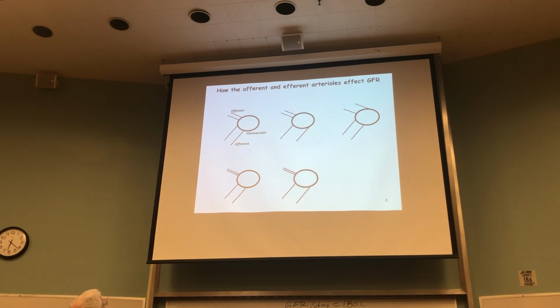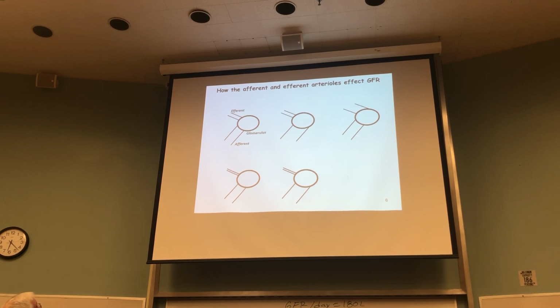So one of the ways to do this is, if I dilate the afferent, does the GFR go up? Yes, good. Thank you, ladies and gentlemen. If I leave the afferent alone, but I dilate the efferent, what happens to GFR? Down. It went down, right? So keep the efferent normal, dilate the afferent, GFR goes up. Keep the afferent normal, dilate the efferent, GFR goes down. Over here, keep the afferent normal, constrict the efferent, GFR goes up.